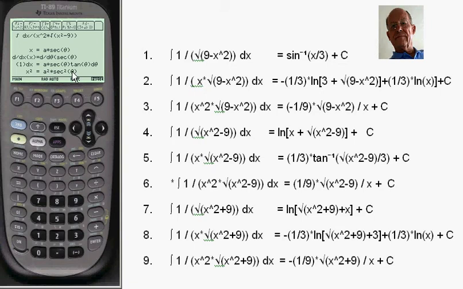Now notice that other programs I might have had u in here, which a lot of times the books have u, but it's still the angle. This one I use the theta in there.